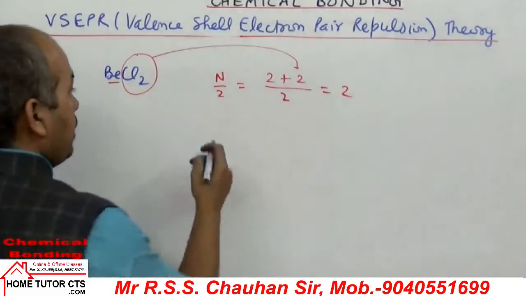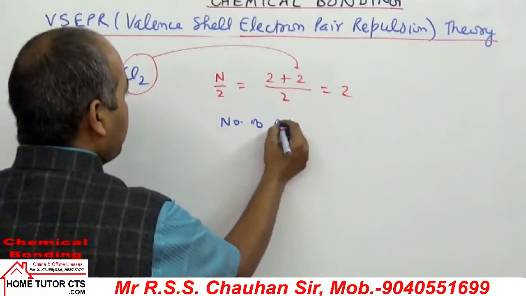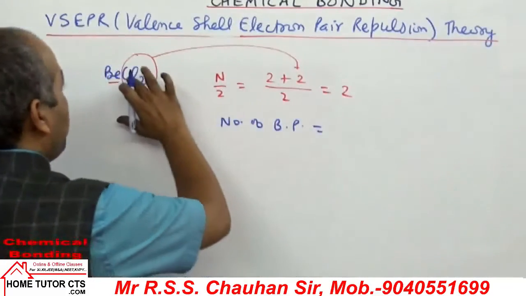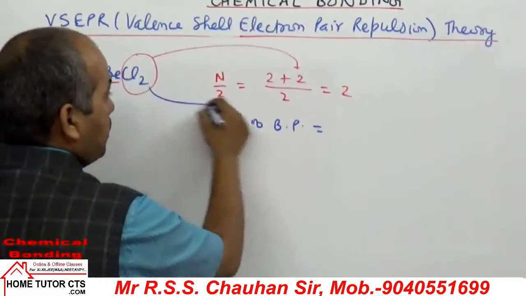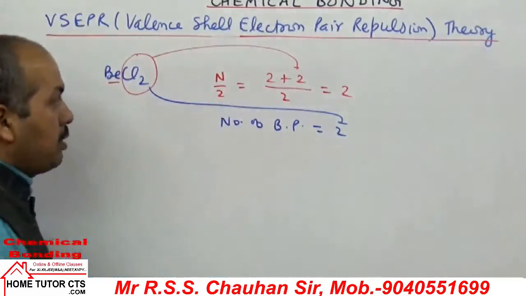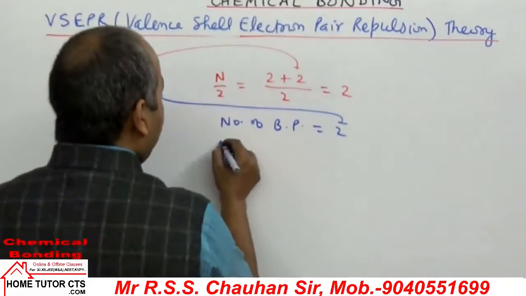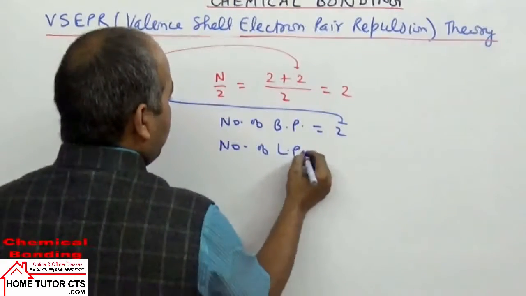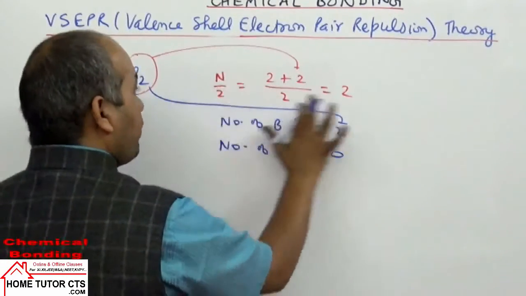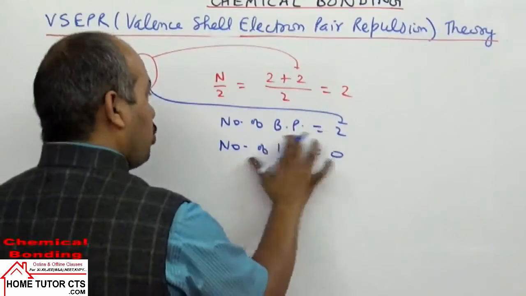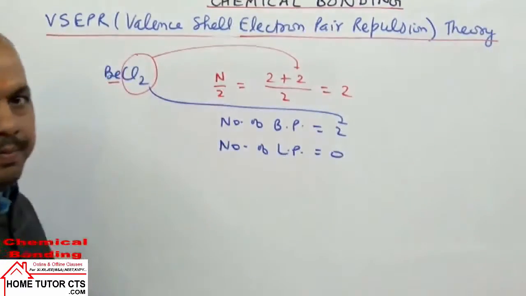And then we find the number of bond pairs. How many will it be? Will it be the same as the number of other atoms? There are 2 atoms of chlorine, so we have 2 bond pairs. Then what is the number of lone pairs? 0, because n by 2 is 2. We have 2 bond pairs, so 0 lone pairs.